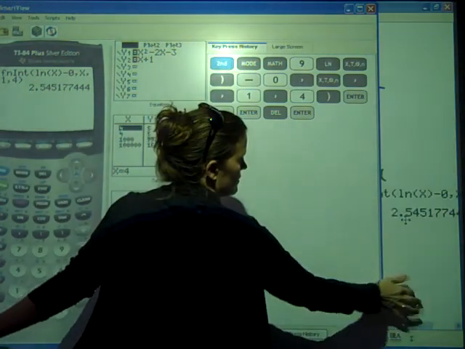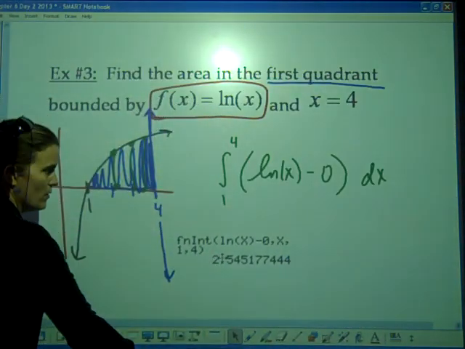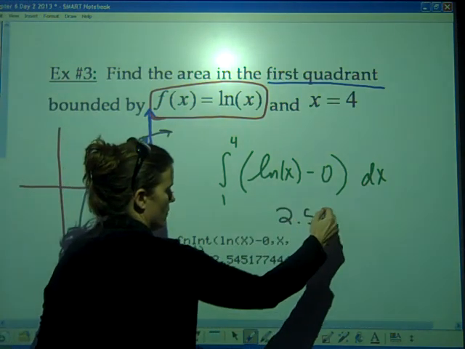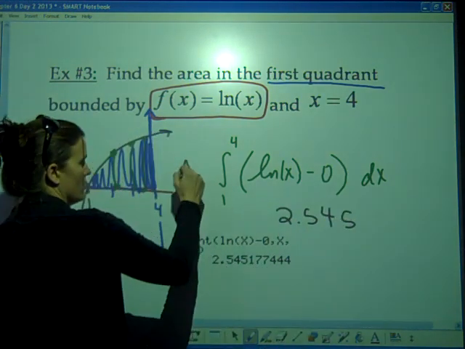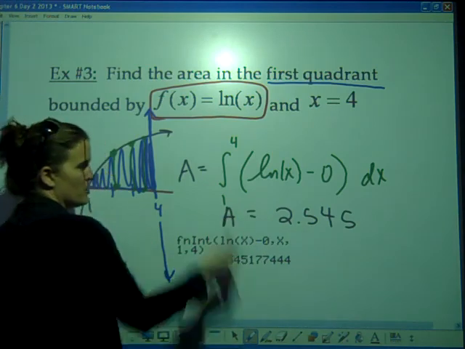2.545 would be the only acceptable answer for the area of this region.